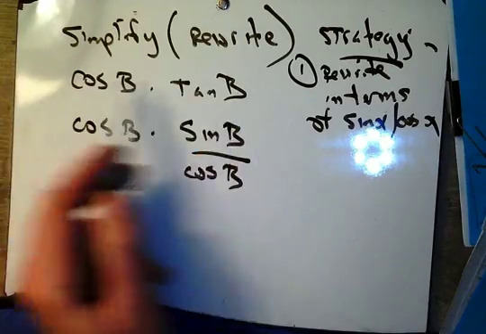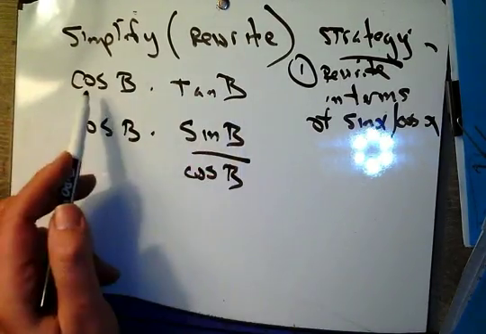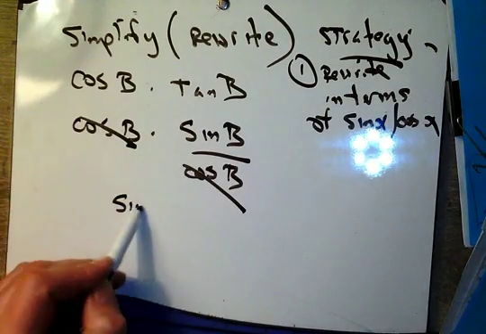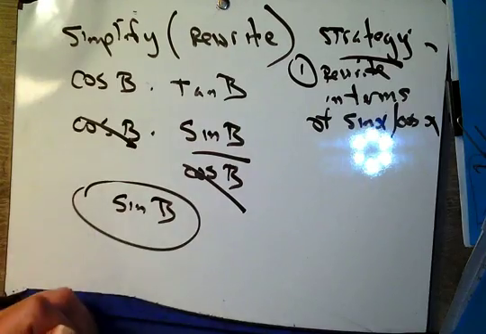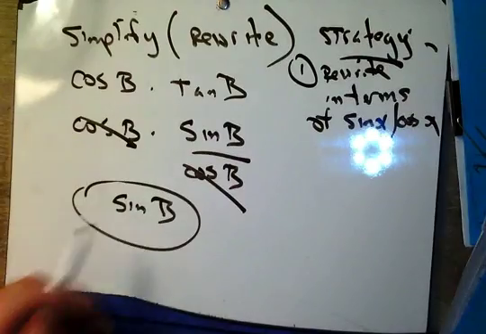And while I might not have understood what this was equal to or how to simplify this expression, here I see I can cancel out those cosines and I'm left with sine beta. And that's all they're asking me to do here, simplify this expression until I get here.